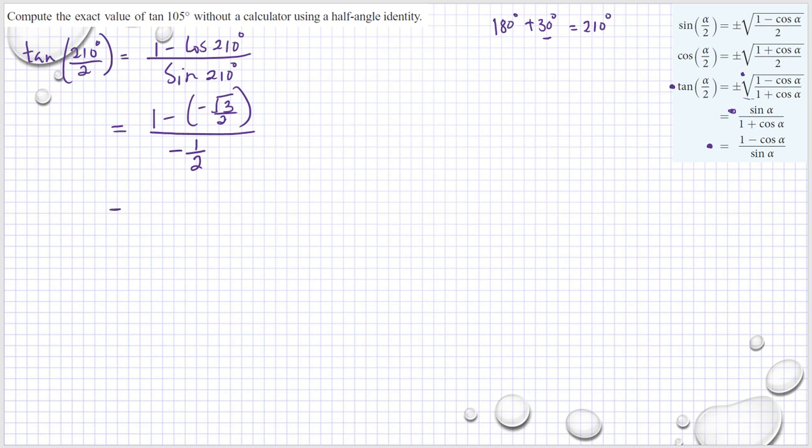Okay, let's continue. If we expand 1, it becomes 2 over 2, and then plus square root of 3 over 2, multiplied by the reciprocal, negative 2 over 1. Then we have negative 2 minus square root of 3. And we know that tangent in the second quadrant is negative, so it's alright to have this as it is.